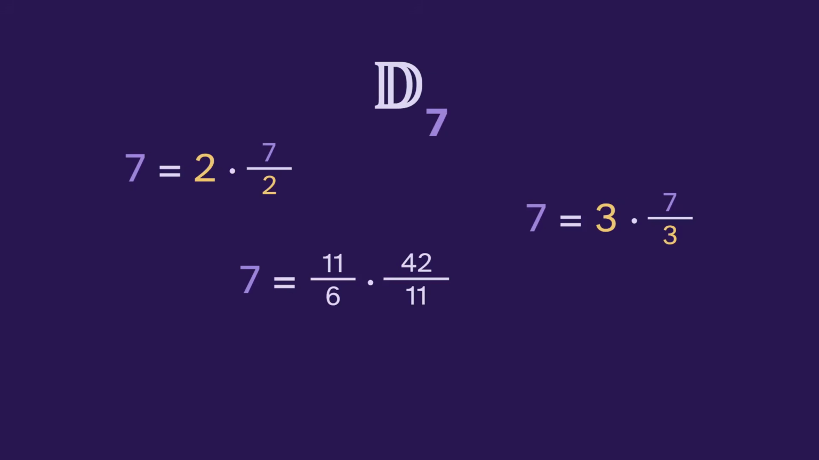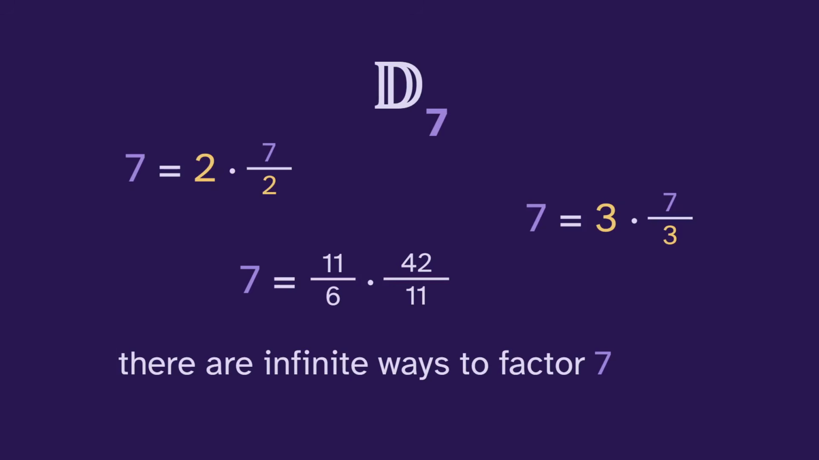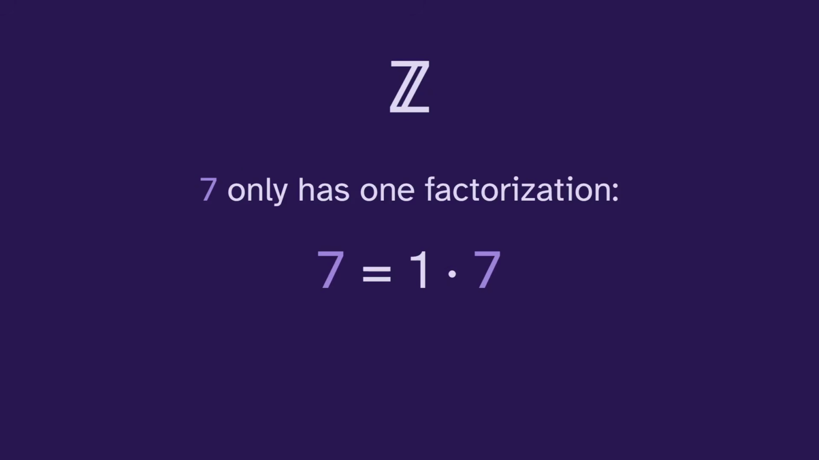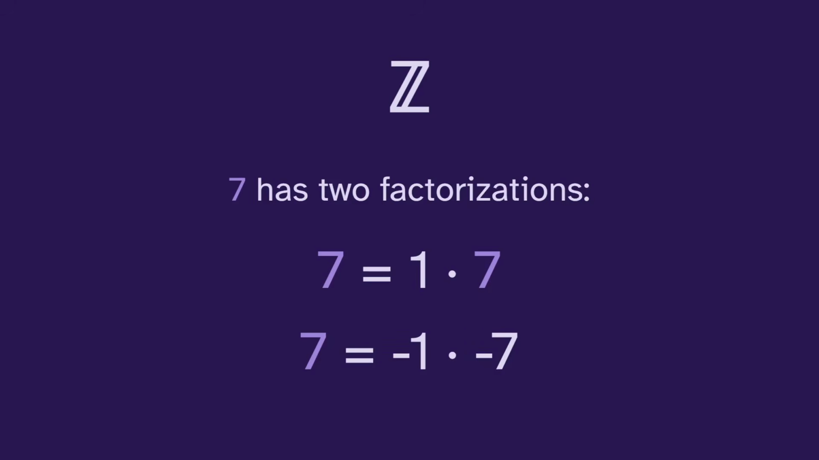This domain allows 7 to factor a lot of different ways. 7 is 2 times 7 halves, or 3 times 7 thirds, and so on. There are infinite ways to factorize 7 in D7, yet it's still prime. In the integers, 7 only has one factorization. But that's not what makes it prime. It's not even true. If we're using all the integers, then there are 2 factorizations.